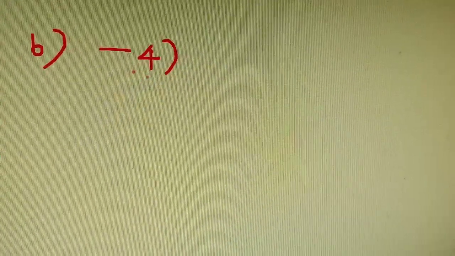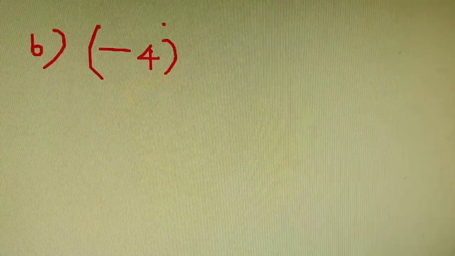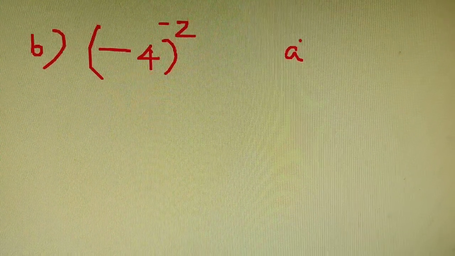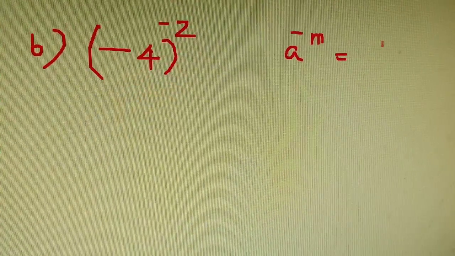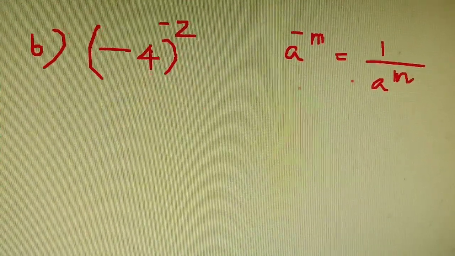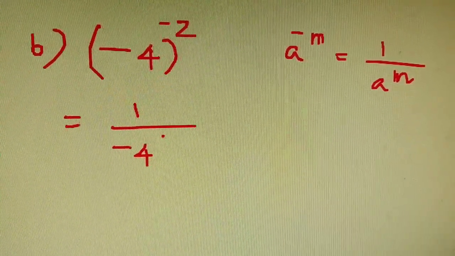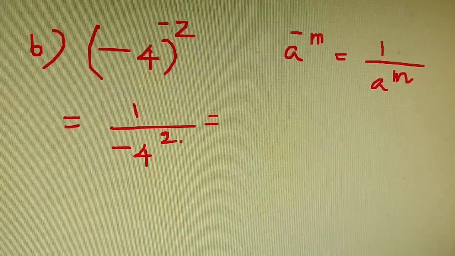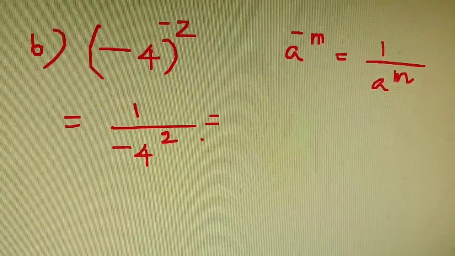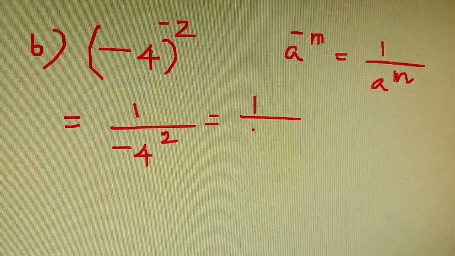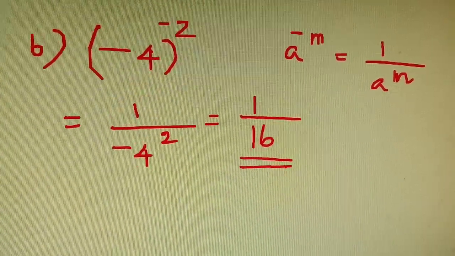Now second option, you listen. That is negative 4 to the power of negative 2. Here also negative exponent, so the same law we will apply. A to the power of negative m is equal to 1 by a to the power of m. So here 1 by negative 4 to the power of positive 2. Negative 4 to the power of positive 2, that is negative 4 multiplied 2 times. Negative 4 into negative 4 is positive 16. So answer is 1 by 16.